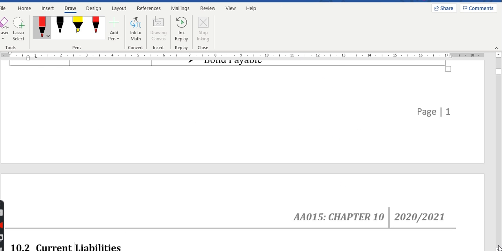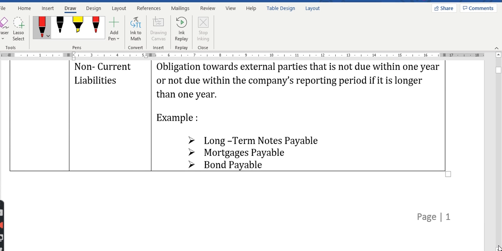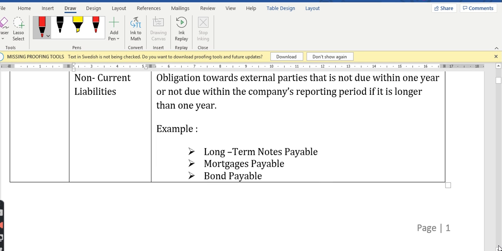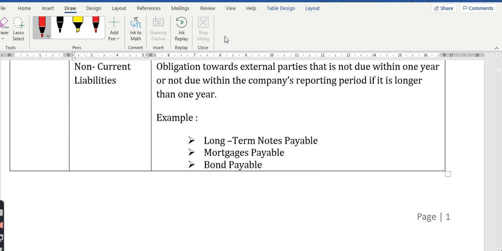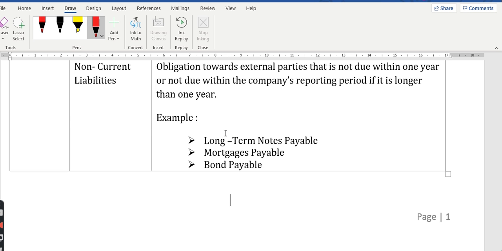Whereas non-current liabilities are obligations towards external parties which are not due within 1 year. That means more than 1 year, so the reporting period is longer than 12 months. Examples of non-current or long-term liabilities are long-term notes payable. Notes payable you have in current liabilities as well, but you also have notes payable in long-term liabilities. And then you have mortgage payable and also bond payable.